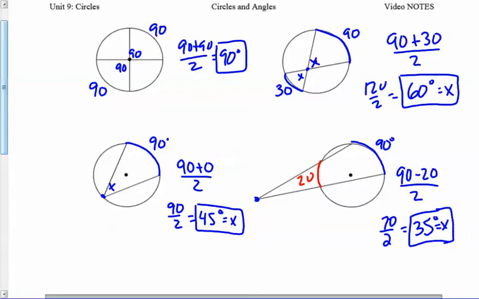So, as we see, it's really the same idea. Just thinking about what happens as you pull that vertex further and further away from the center. So when you get to the circle itself, it becomes 0. When you move outside of the circle, as in this case, you treat it as a negative. The arc is still positive, but you treat it in the equation as if it was a negative 20. So you subtract it. So hopefully that reinforces and allows you to understand what we're doing with these.